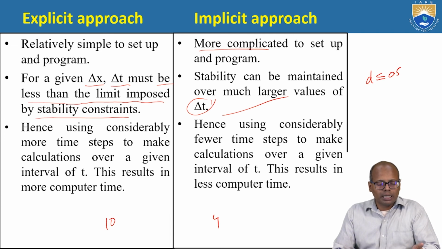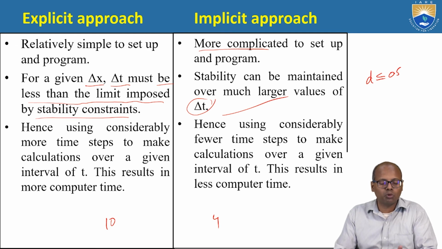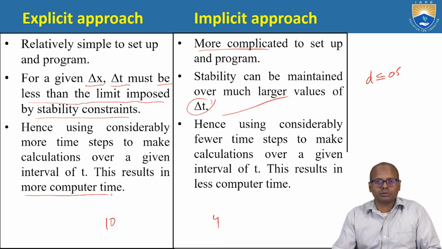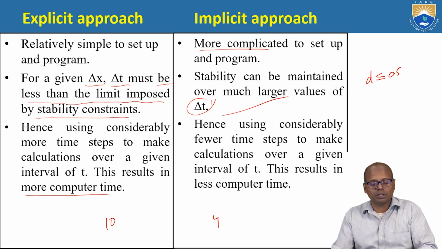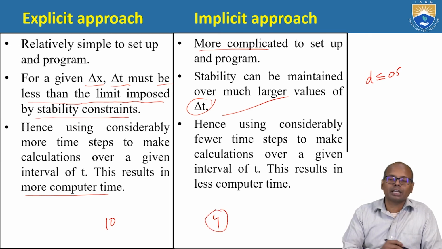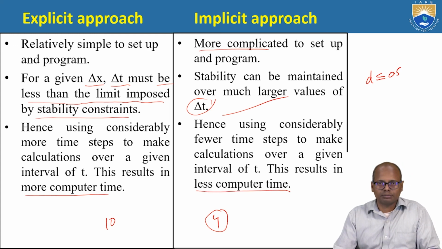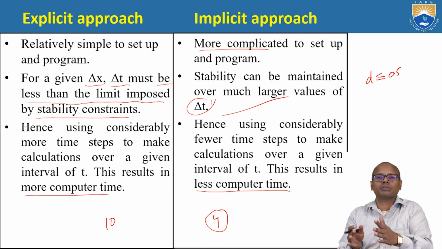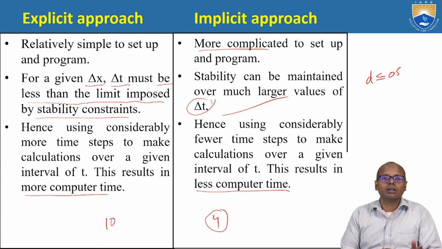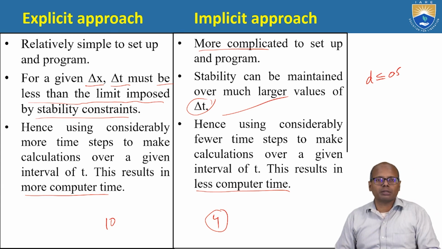Now, the explicit approach requires considerably more time steps. So here I need more time steps, and this results in more computation time. Okay, here I need more time steps, so the computation time will be high. Here I need fewer time steps, so the computation time is also less, because fewer times I have to calculate values, so the time taken is less. Here I have to calculate more time steps, so I need more computational time.